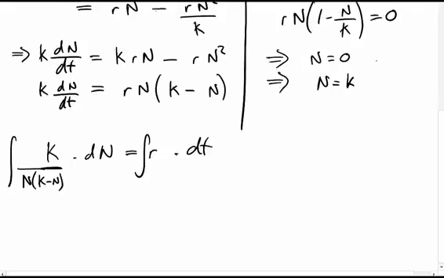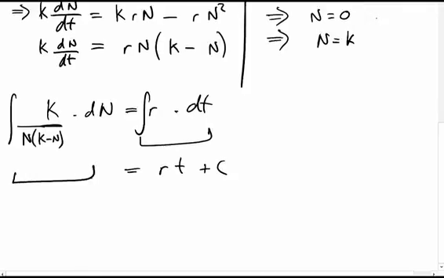First things first, this right-hand side is fairly easy, because I'm treating r as a constant, and I'm integrating with respect to t. So the answer is going to be rt, plus some constant of integration.